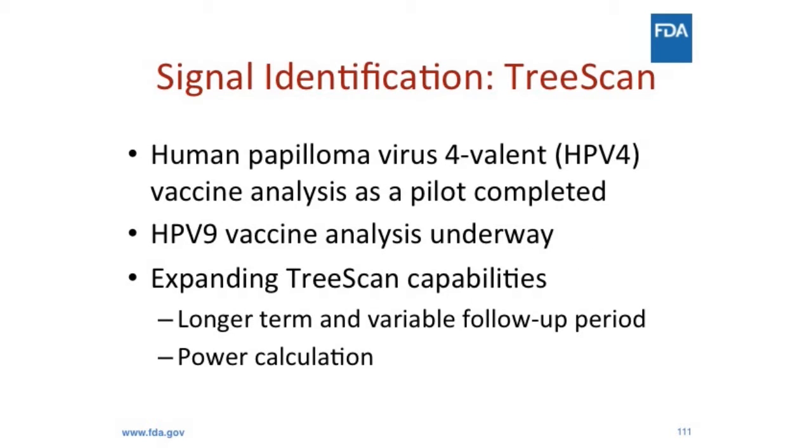Another area of priority for a CBER Sentinel program is use of signal identification methodology. And the method that we are using currently is TreeScan, which is developed by Martin Kulldorff. And TreeScan looks for unexpected adverse events. It detects excess risk of adverse events that are grouped into some hierarchical tree structure of diagnostic codes. So in this area, we completed a pilot project using the human papillomavirus 4-valent, and currently HPV-9 vaccine analysis is underway. We are also expanding the capabilities of TreeScan to be able to include longer-term and variable follow-up periods, and also do power calculations.